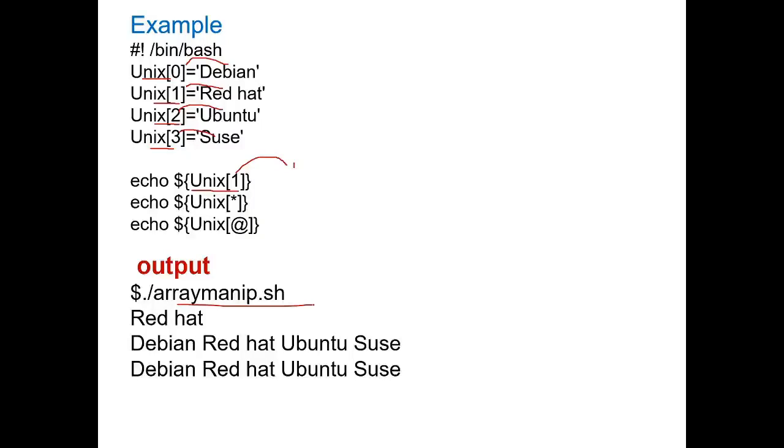See now, when you run this file, first of all you need to compile. After compiling, run it, and see the first statement is echo Unix of 1, it will print the value of index 1, and then the second and third echo statements will print all the values of the array.